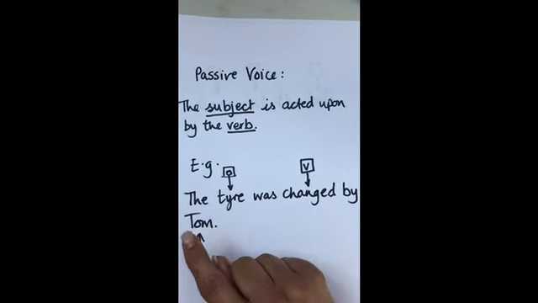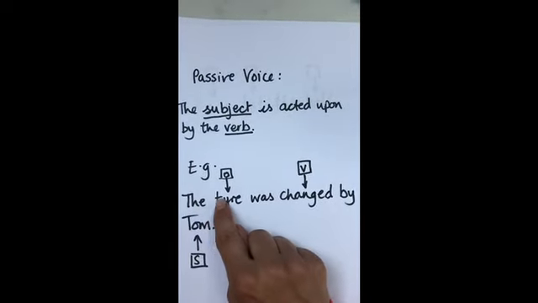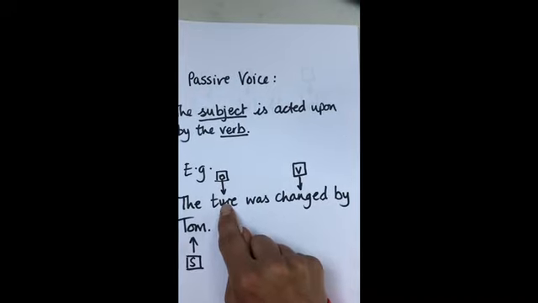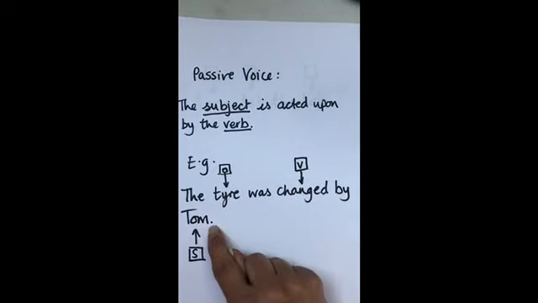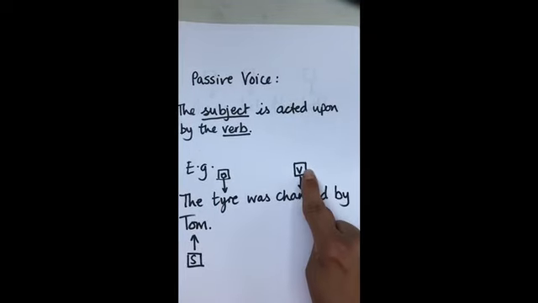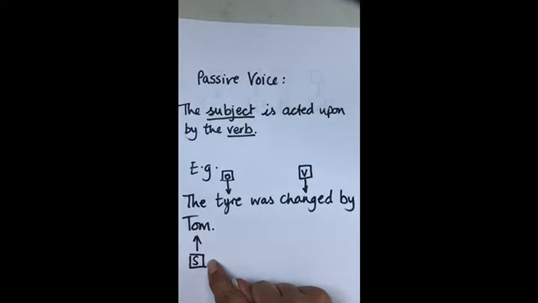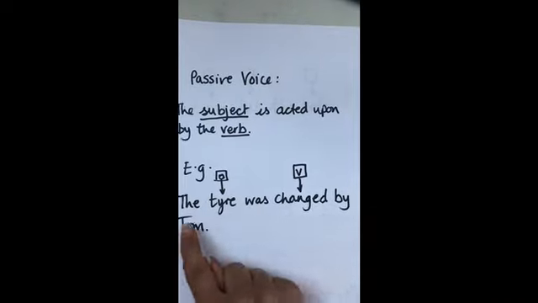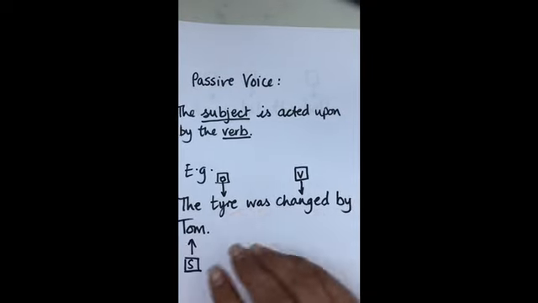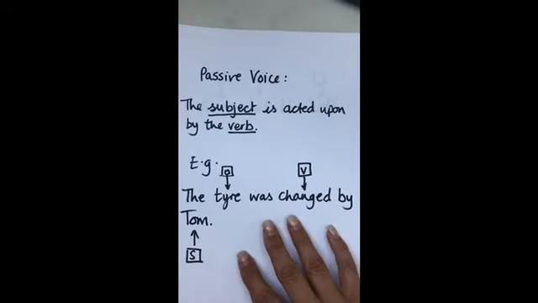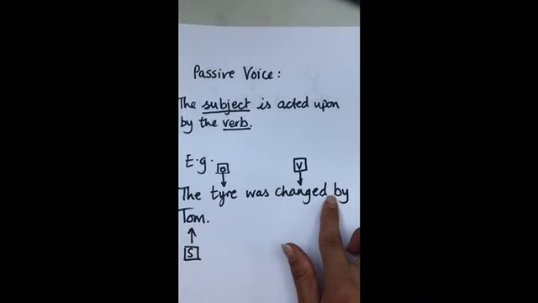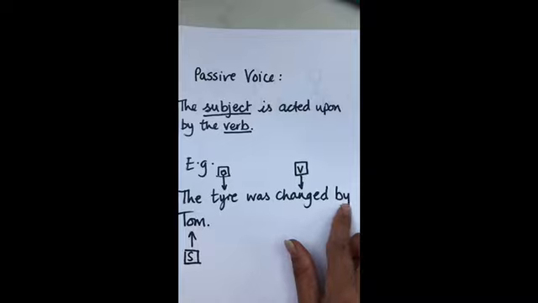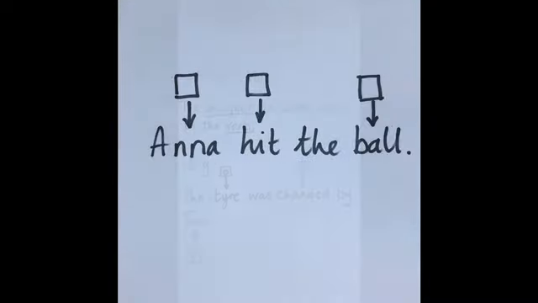So in this example, it's for the same sentence. The tyre, so the object's coming first, was changed, the verb's in the middle still, by Tom. So it goes object, verb, subject. So you can see it's reversed. The thing that Tom did was exactly the same. It's just the ordering of the sentence where we're putting the object first and it was changed by Tom. And we need to use this preposition by. This is an active sentence.